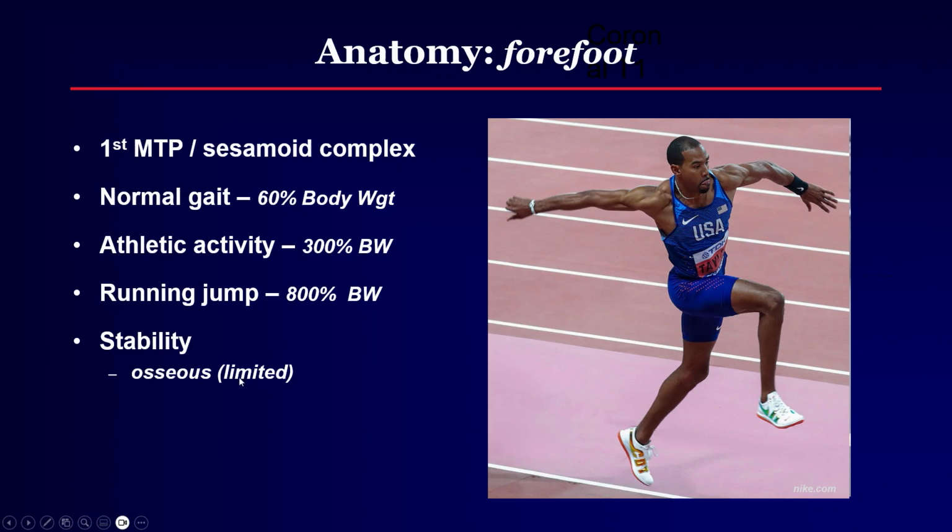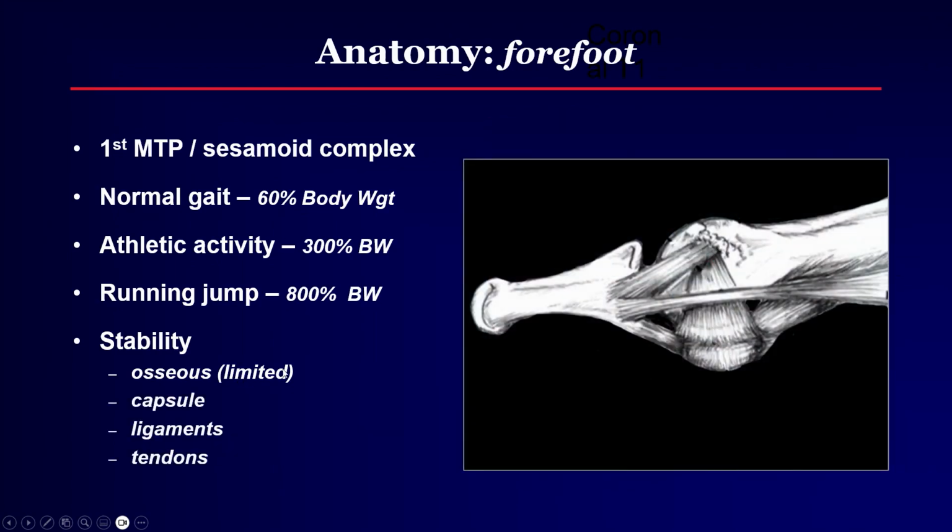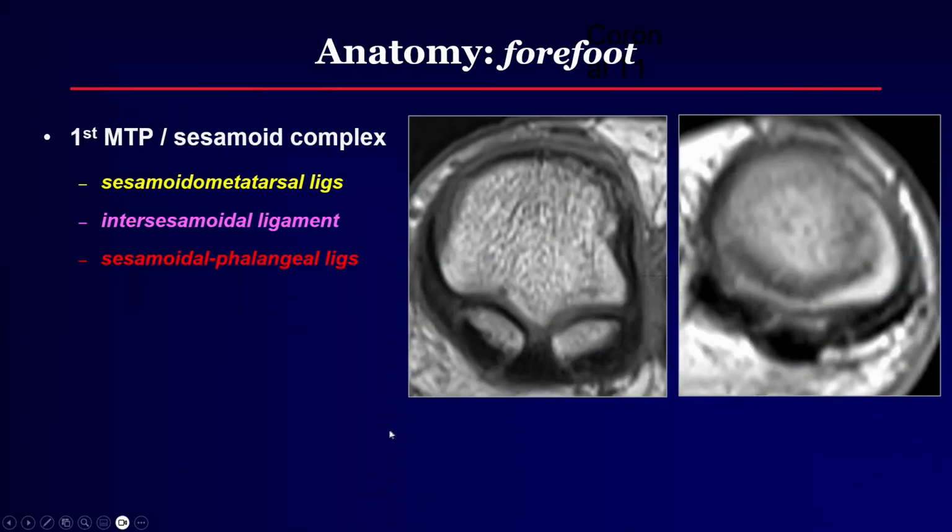And for stability, the bones are not very stable by themselves, but this is where the capsule, ligaments, and tendons come in to stabilize that first MTP joint. So let's look at the anatomy. Thank you, Jenny, for this. We've got the first MTP sesamoid complex. All right, so we've got our medial and lateral sesamoids.